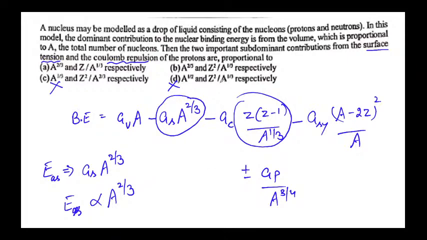Now let us check this Coulomb repulsion term. That is Z squared over A^(1/3). When we expand this, it becomes Z squared minus Z. So this is directly proportional to Z squared over A^(1/3). So option B is the correct option for this question.